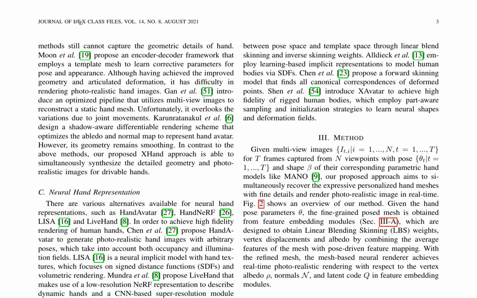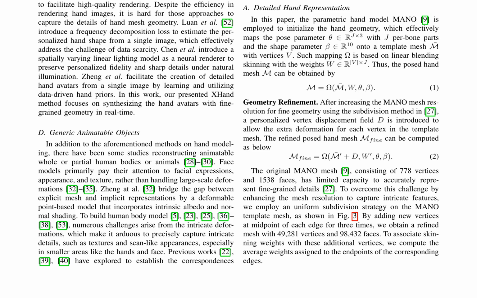The XHand method employs a parametric hand model, MANO, to initialize the hand geometry, which maps the pose parameter theta and shape parameter beta onto a template mesh. The posed hand mesh is then refined using a personalized vertex displacement field, allowing for extra deformation for each vertex in the template mesh. The refined mesh is computed using linear blending skinning with the weights W, and the geometry refinement is enhanced through a uniform subdivision strategy on the MANO template mesh.